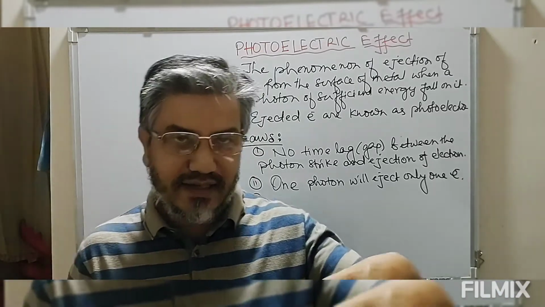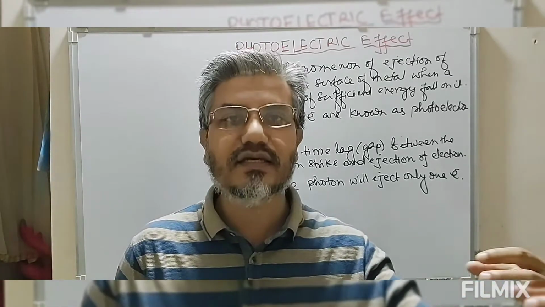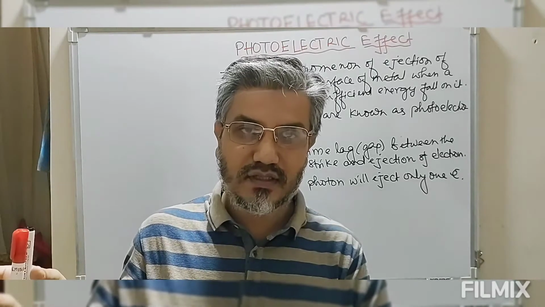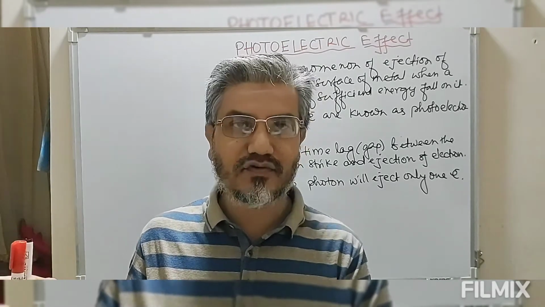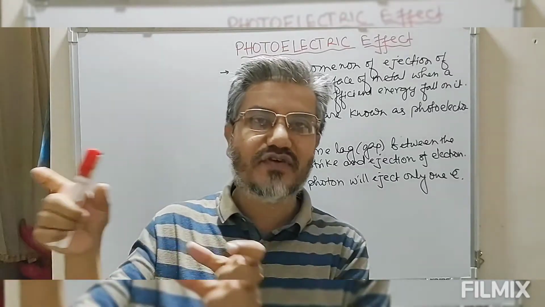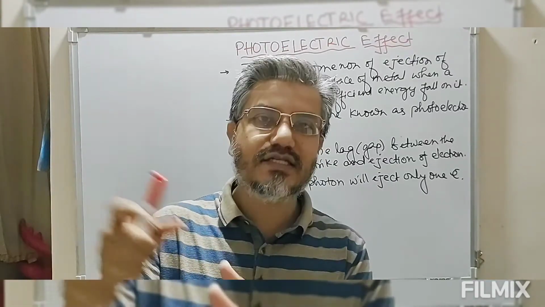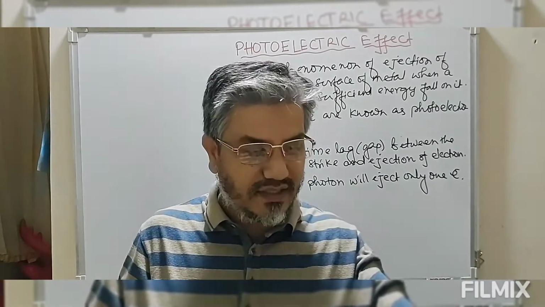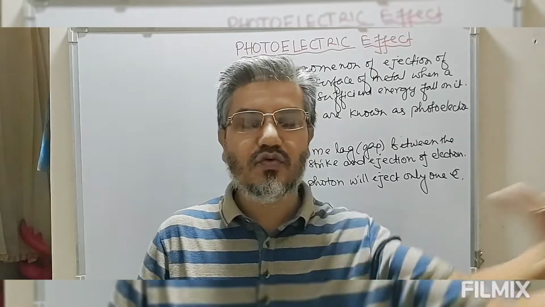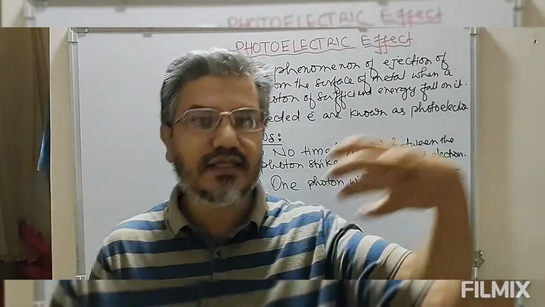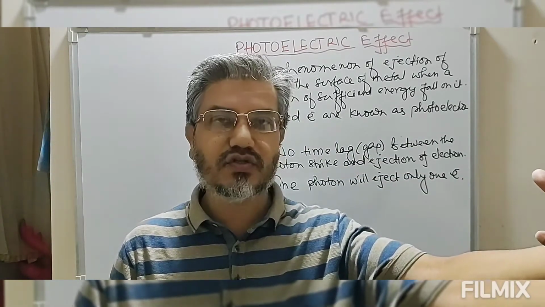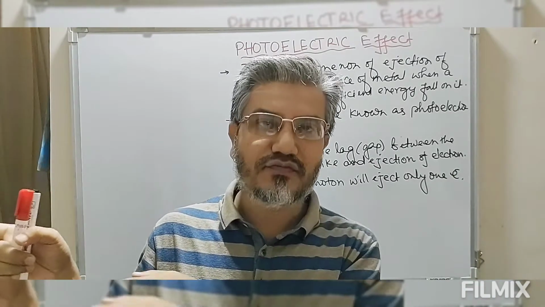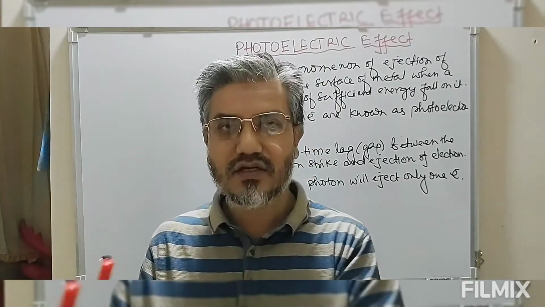So this kinetic energy of the ejected electrons, or the velocity, depends on the frequency of the incident photon. If the frequency of the incident photon is more, the energy is more. With the minimum energy being fixed, the excess energy is converted into kinetic energy. So the kinetic energy of the electrons, or the velocity of electrons, depends on the frequency of the incident photon.